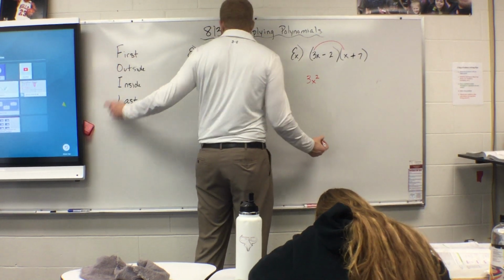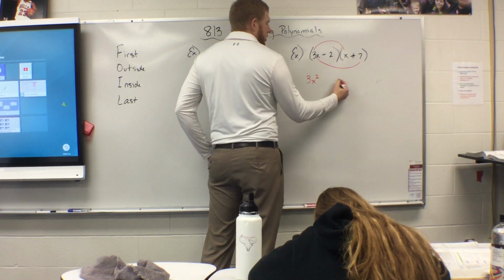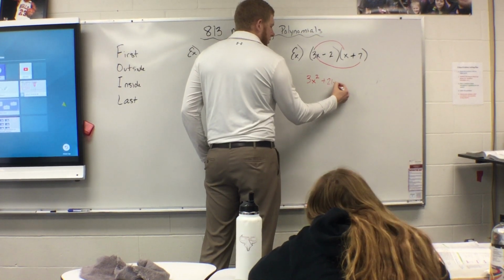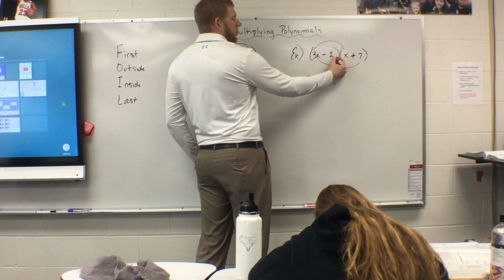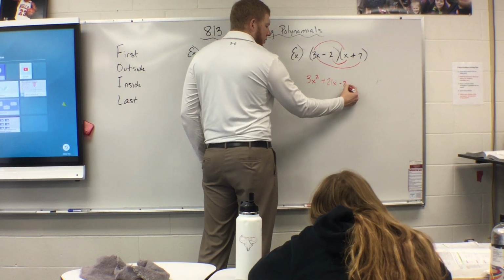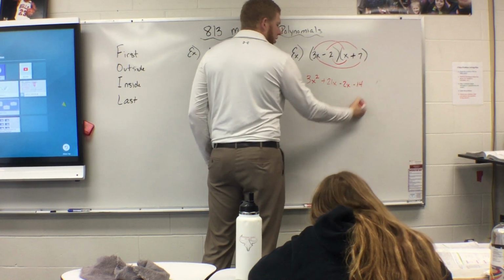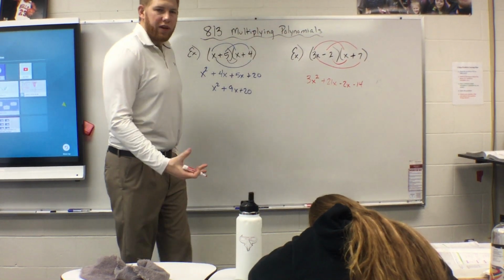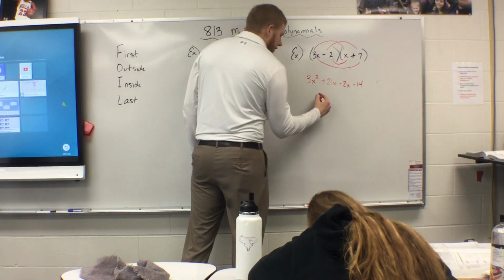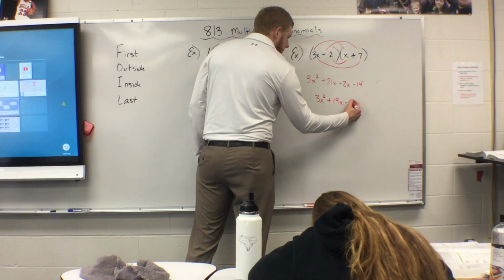Okay, next step, outside numbers, so 3x times 7. 21x. Okay, next step, inside, so negative 2x. And then last. Okay, again, we simplify the inner and outer, so we get 3x squared plus 19x minus 14.